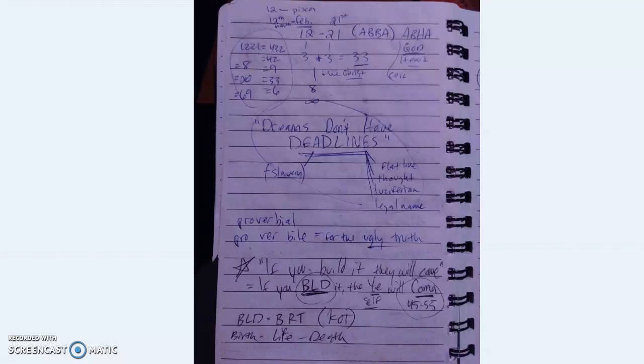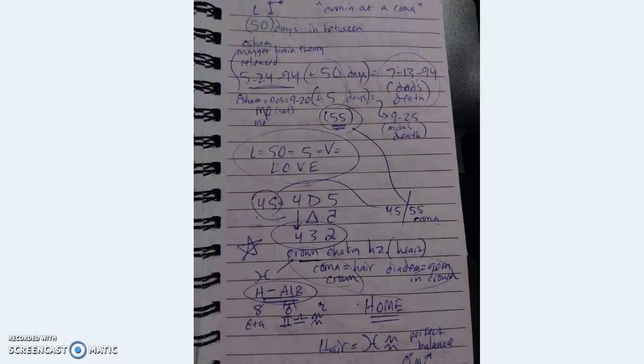Dreams don't have deadlines. If you build it, they will come. If you BLD it, the ye, the self, will coma. 45, 55, go home. Birth, life, death. Love, yeah. 4D5, 432. Coma means hair. Perfect balance.